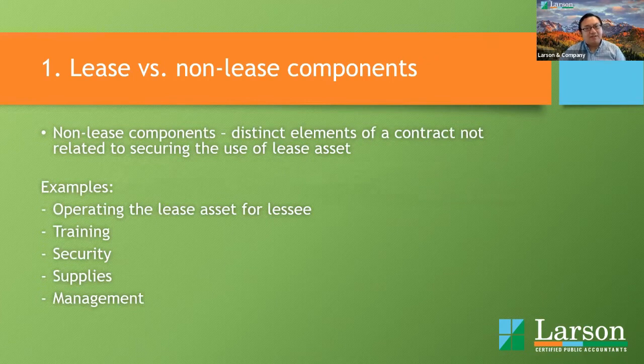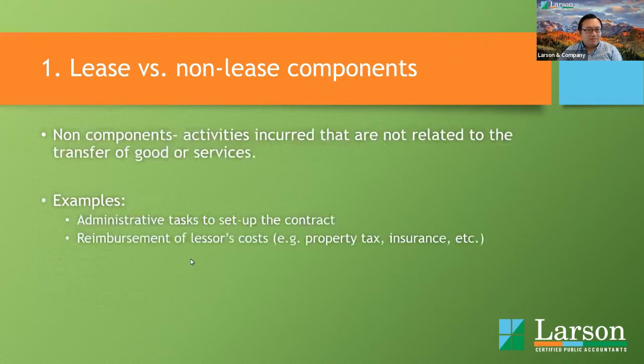Non-lease components are distinct elements of a contract not related to securing the use of the leased asset. Examples of those would be operating the building. So you may be paying CAM, or you may be paying repairs and maintenance costs or cleaning fees for the maintenance of the building. Those would be non-lease components. Training or security or supplies or management, those all will be non-lease components that you have to identify and distinguish from the lease components.